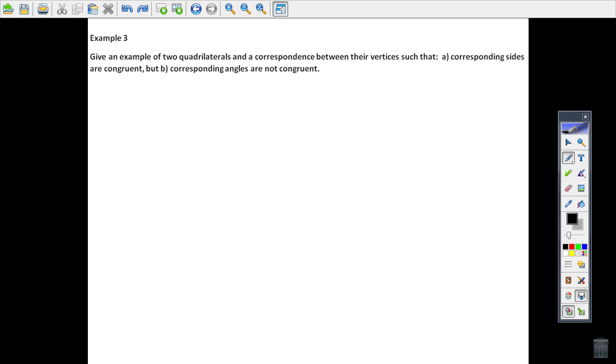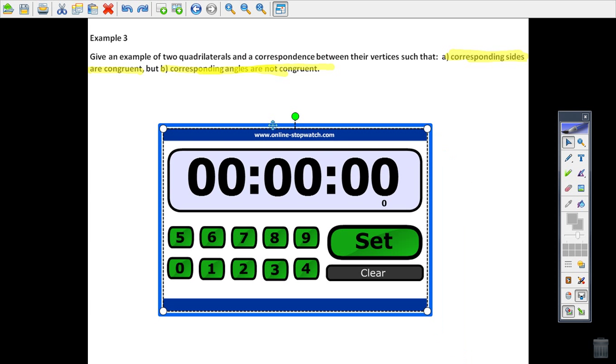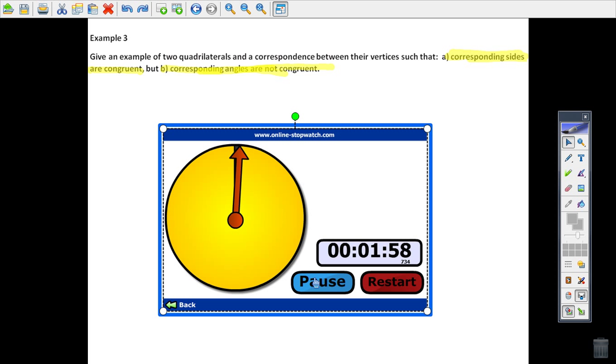Okay, give an example of two quadrilaterals and a correspondence between their vertices. Now this is important because there are two components here. One, the corresponding sides have to be congruent. So corresponding sides are congruent. But corresponding angles are not congruent. So what I'm going to do with your partner here, I'm going to give you some time. See if the two of you can put your heads together. Draw two quadrilaterals, which means four sides. We want corresponding sides to be congruent, but corresponding angles are not. Let's give you 2 minutes, see if you can come up with this with your partner. Go ahead.